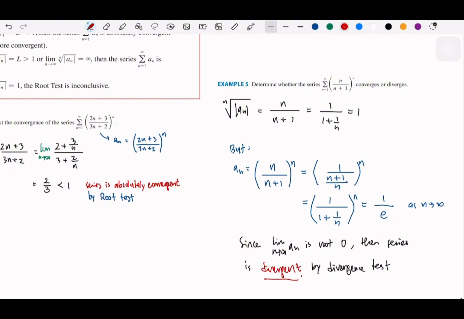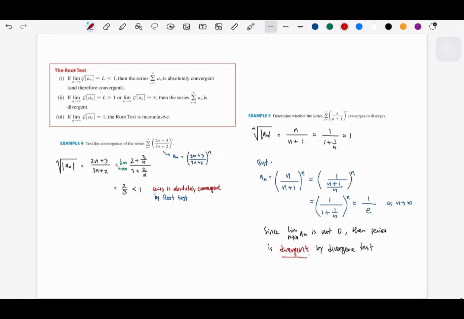Okay, maybe the last part for today's class will be exercise for the ratio and root test. Since this is going to correlate with the next subtopics, I hope you are going to get more familiarized with the ratio test. So I will write here, this is inconclusive, but we can take the divergence test.